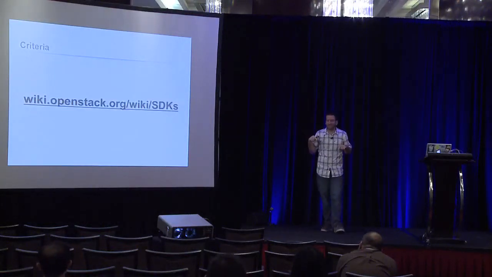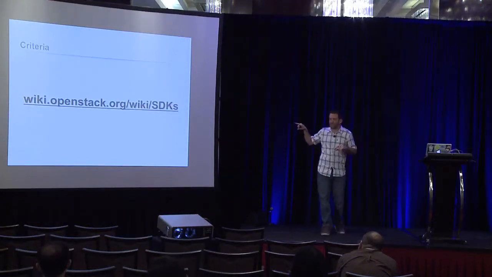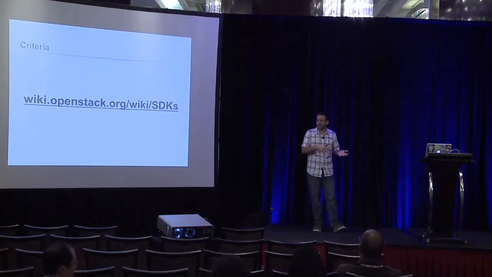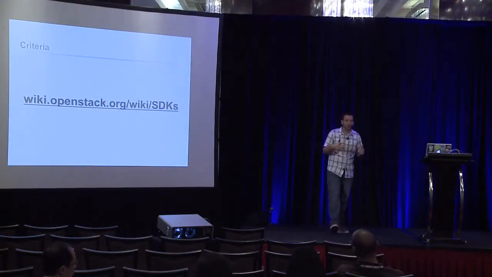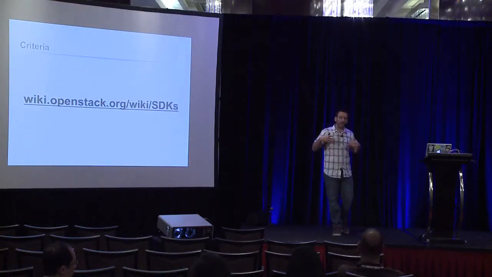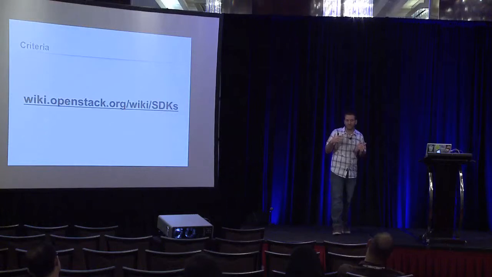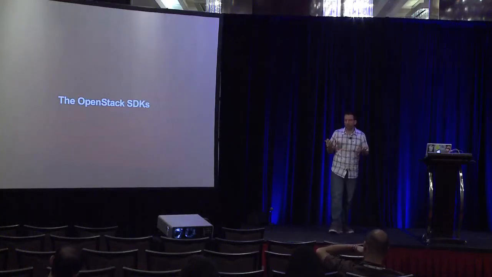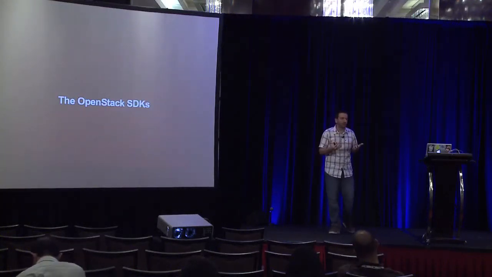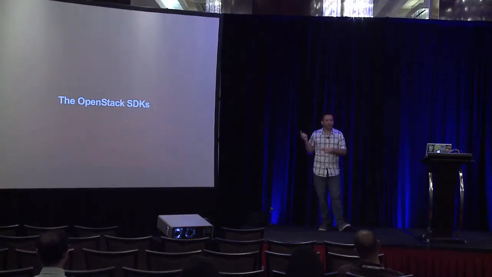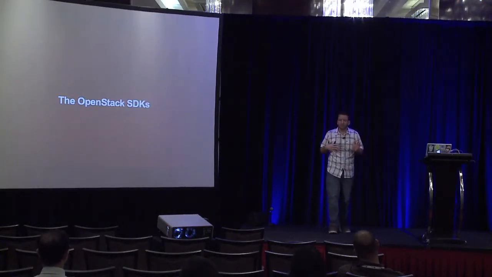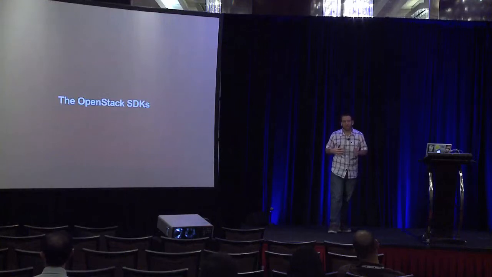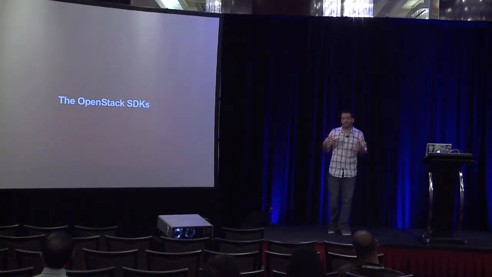This criteria is detailed here on the OpenStack wiki, and this is work that myself and some others did in previous design summits coming up with this criteria. We're working towards having a defined set of OpenStack SDKs that developers can use to get started with. So what are the OpenStack SDKs? What am I actually talking about? Well, on that wiki, there's also a list of the known SDKs. So using the criteria as a filter for the known SDKs, what are we considering adopting as the OpenStack SDKs?